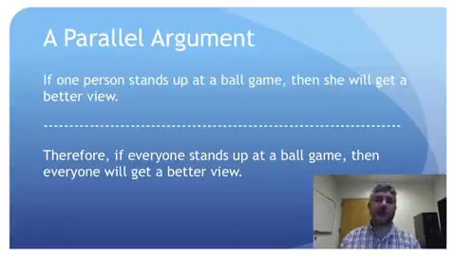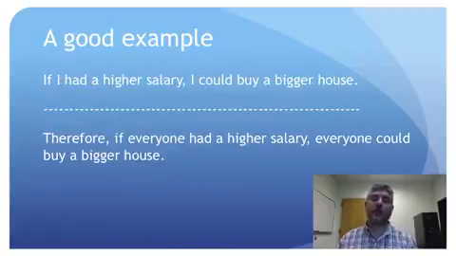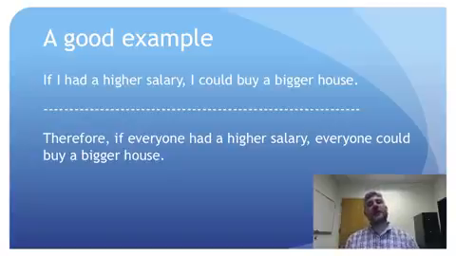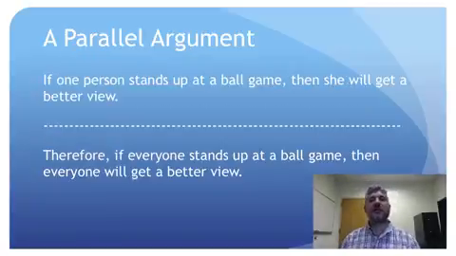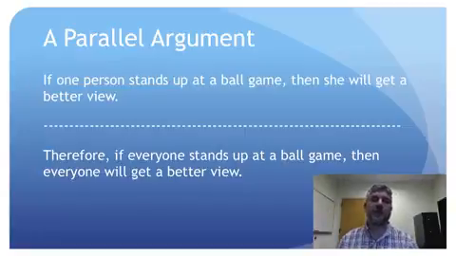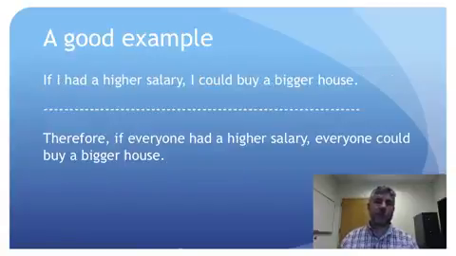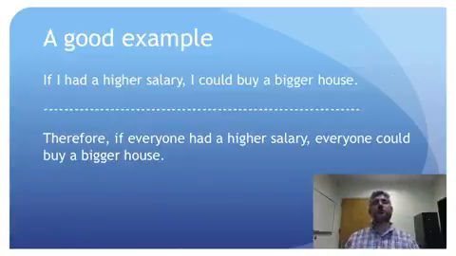But if this argument is invalid, then this argument must also be invalid because they have the same form. And that shows that this first argument about salaries has got to be invalid. It has exactly the same form as the second argument about standing up at a ball game, and the second argument is obviously a fallacy because in most scenarios the premise would be true and the conclusion would be false. So if the second argument is invalid, the first argument must be as well. Okay, that's an example of refutation by parallel reasoning.